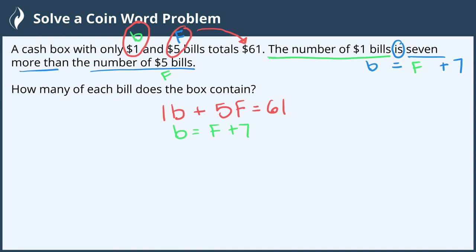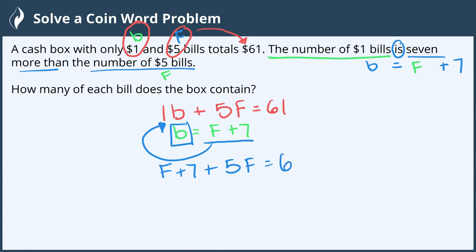Now we can go ahead and substitute F plus 7 for the B in the first equation. And 1 times B is just B, so we'll just put F plus 7 to replace the B. Then we have plus 5F equals 61. Now we can combine like terms to get 6F plus 7 equals 61. And isolating for the variable, we'll subtract 7 from both sides, and we get 6F equals 54.